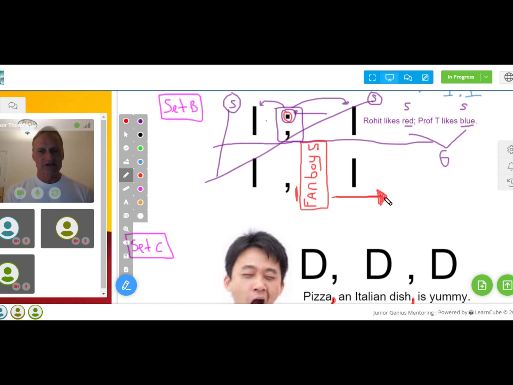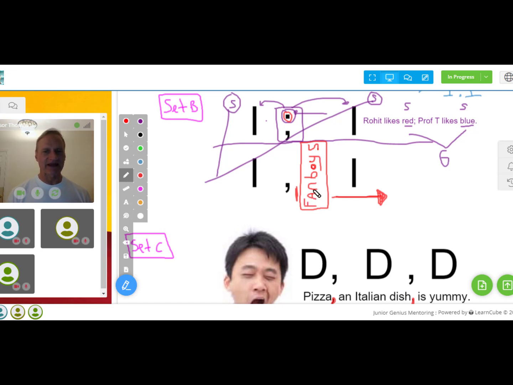All right, so without further ado, let's go ahead and define the words fanboys. F-A-N-B-O-Y-S. F, for. A, and. N, nor. B, but. O, or. Y, yet. S, so.